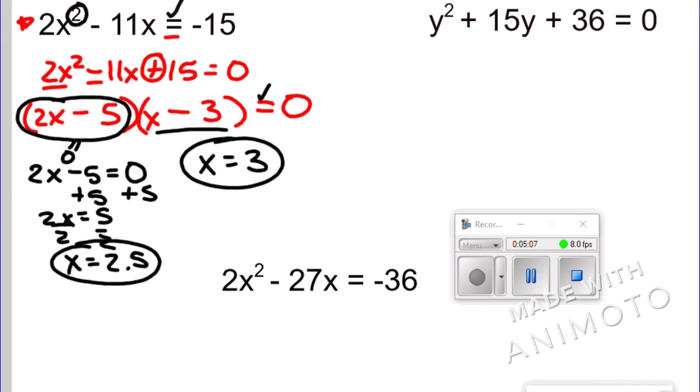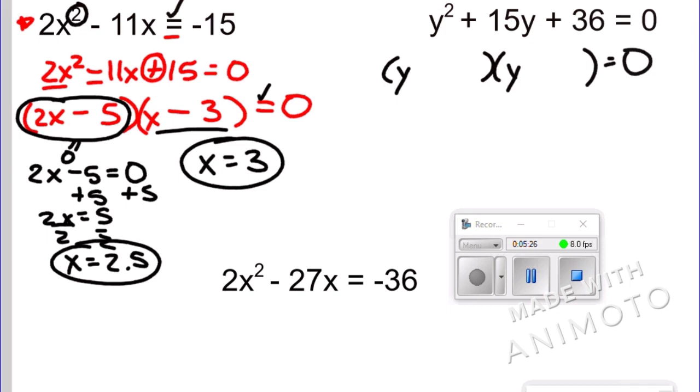So looking here at y squared plus 15y plus 36, well, we need to solve that by factoring. So same thing. The nice thing here, it's already equal to 0. I don't have any greatest common factor, so now we just factor. How do I get y squared? y times y.